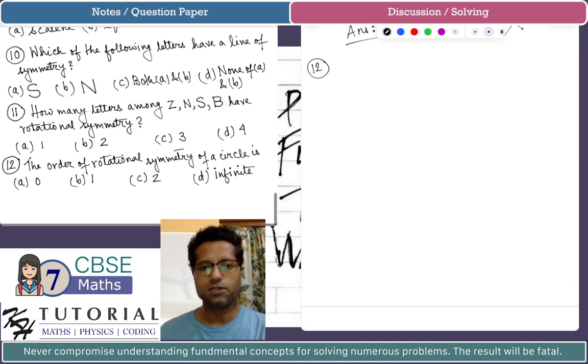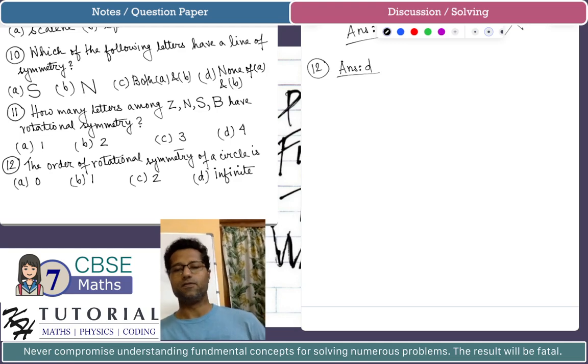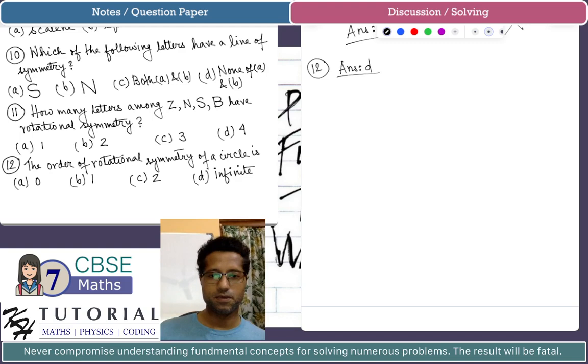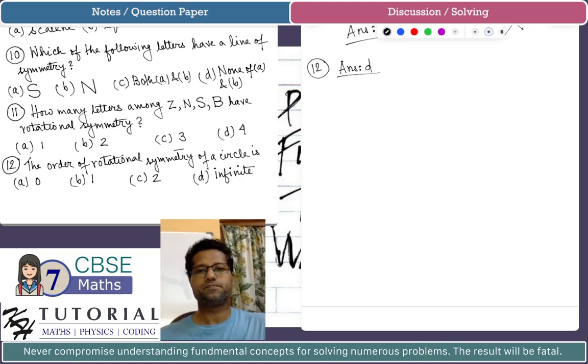The order of rotational symmetry of a circle, you must obviously know, is infinite. The number of lines of symmetry for a circle is infinite, and the order of rotational symmetry of a circle is infinite. This must be crystal clear to you.